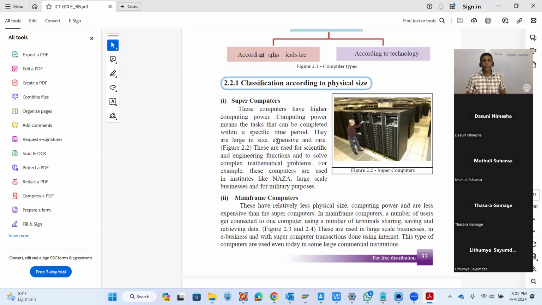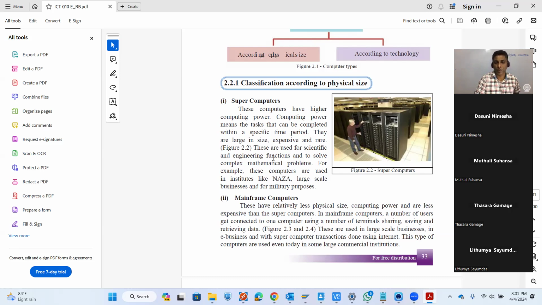Right? So they use supercomputers to process, maybe they want to analyze the signals getting from the satellites, or maybe the spacecraft they launch. So maybe images, maybe sounds, they need to process very quickly, right? So for that, they use supercomputers. So scientific research and engineering functions. So basically, people use supercomputers to perform scientific and engineering, complex mathematical problems, right?